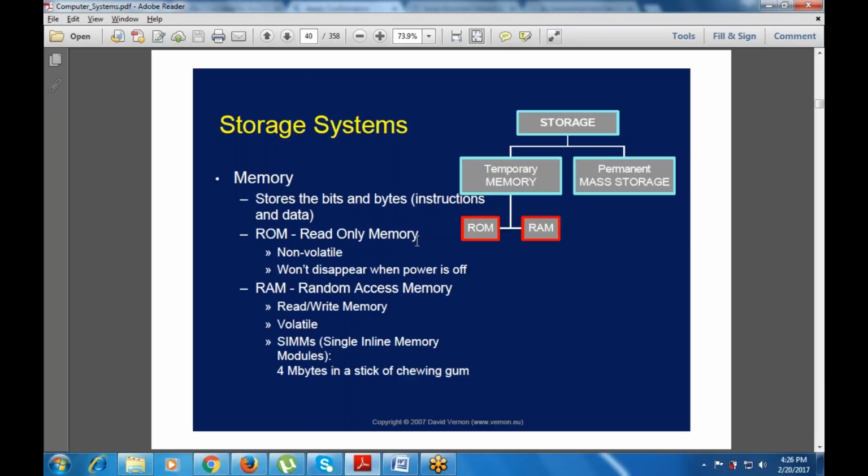The memory is again divided into two parts, RAM and ROM. Whatever instruction is stored in the RAM is available over here. Then read-only memory is non-volatile memory, it won't disappear when the power is lost. And the random access memory is the read-write memory, volatile in nature, and the single inline memory module, that is 4 megabytes in a stick of chewing gum. That is RAM and ROM.